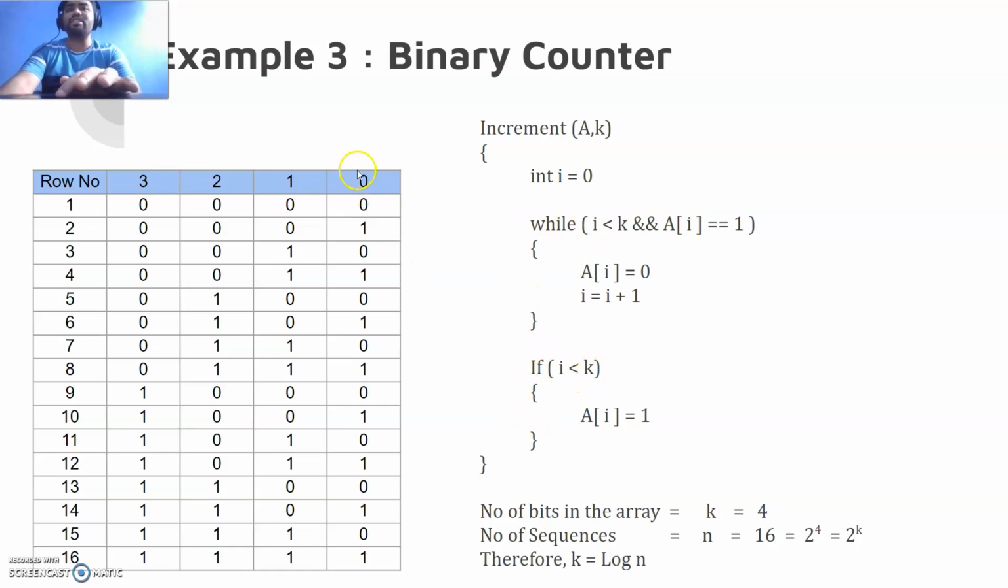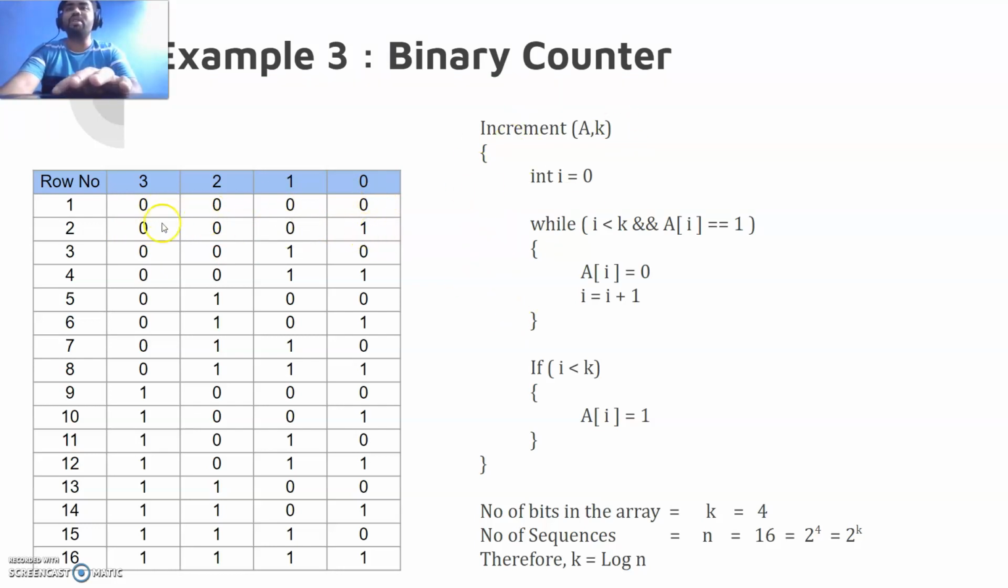Yes, 0 is less than 4, right? So in that case, what do I do? I do a of I equal to 1. So you can see just 0 is converted into 1, and you can see the output in the next array. This is the output that comes after we pass all four zeros to this particular increment function.